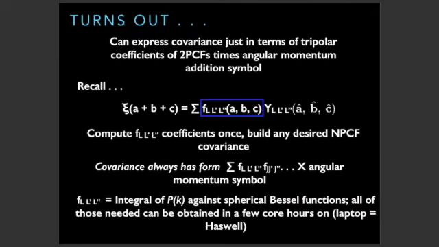So basically, just wrapping up here, you can use all this angular momentum magic to write down a compact analytic expression for the covariance matrix of any endpoint function in the Gaussian random field limit. And that covariance will always have the form of these F-tensor coefficients of the tripolar harmonic expansion of the 2-point function times some angular momentum symbol. So basically, once you get these tensors, which are just an integral of the power spectrum against 3 spherical Bessel functions, you have everything you need to evaluate any endpoint function's covariance template.